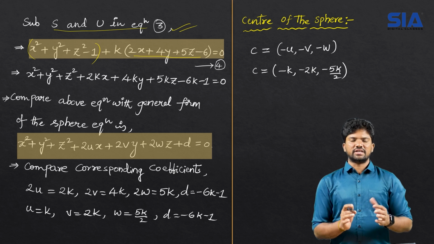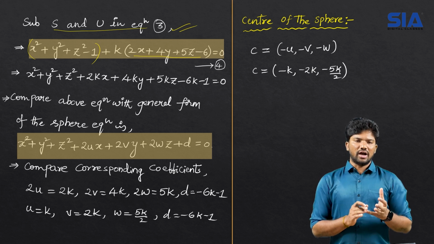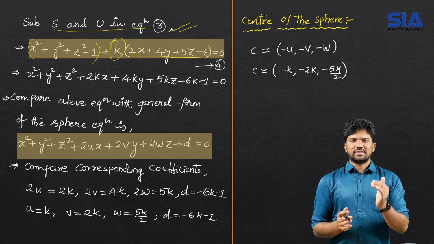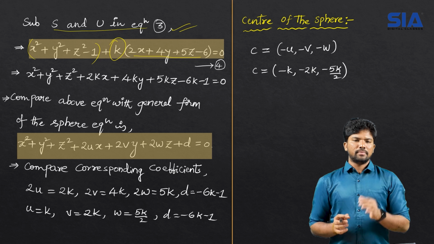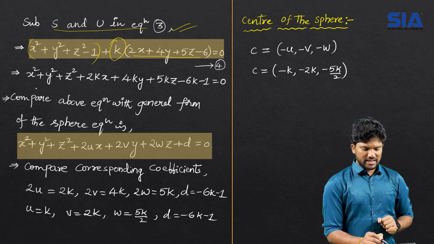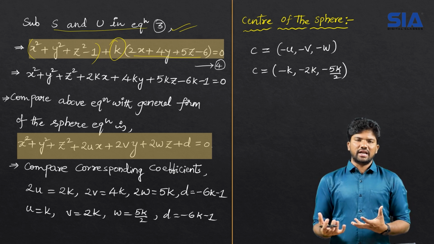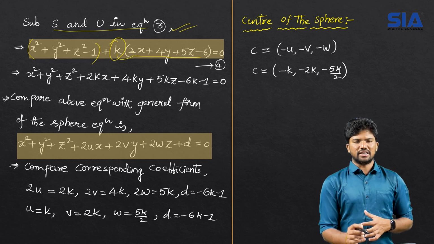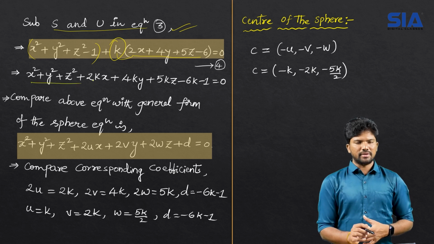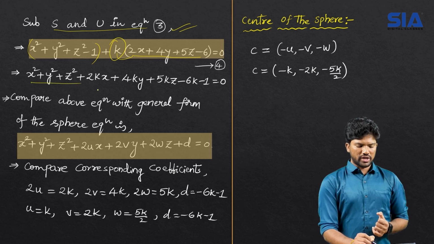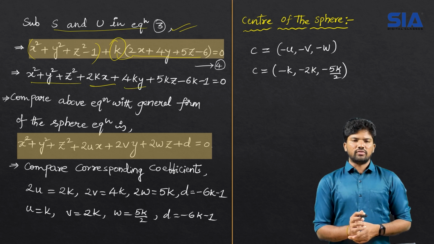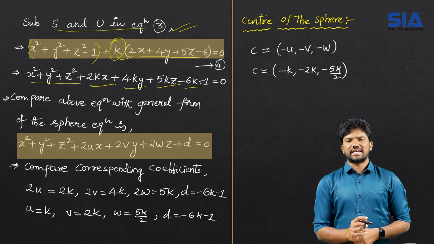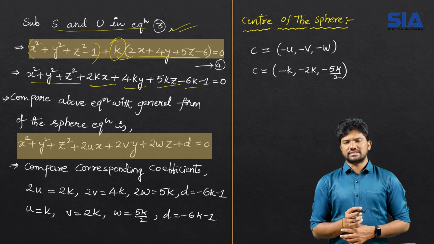After substituting, now what we have to do is find the constant value. Here, whatever parameter we have taken, we have to find that parameter value. But to find that k value, we don't have any other alternative conditions in this problem. Just multiply the k value with that plane. Therefore x square plus y square plus z square plus 2kx plus 4ky plus 5kz minus 6k minus 1 is equal to 0.